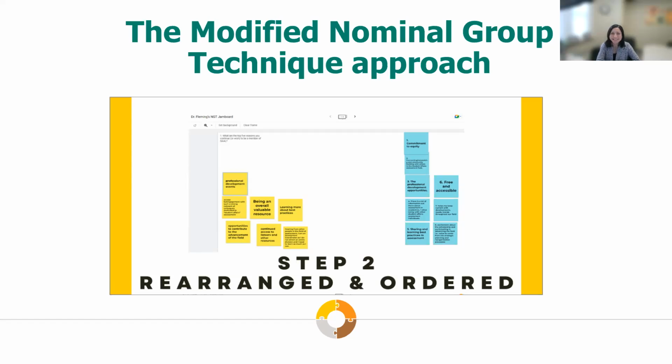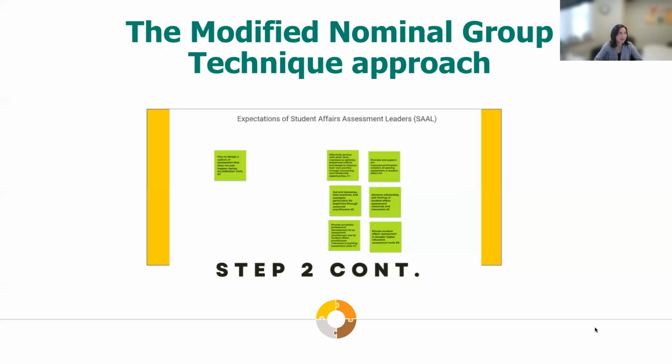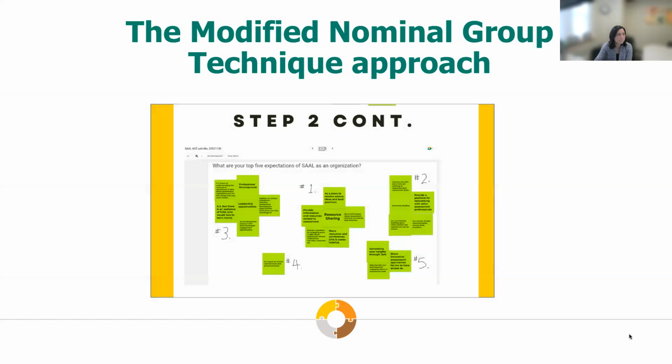Some of us got a little creative here. We changed the color of the sticky note as well, just to help differentiate the ones that we had already talked about. And overall, we held 3 separate Zoom meetings, about 2 hours each. And so here is another example of the sticky notes, just to see how we were doing it. And on the top, we put the question that we were focusing on at that time.